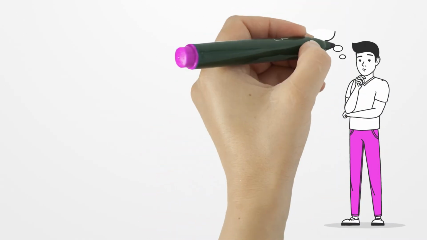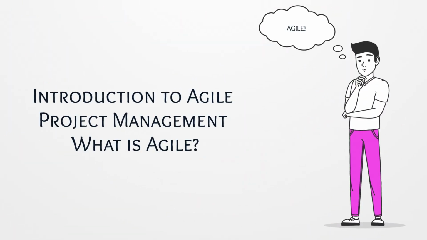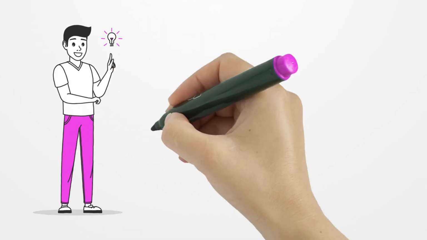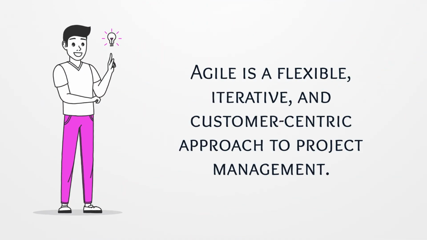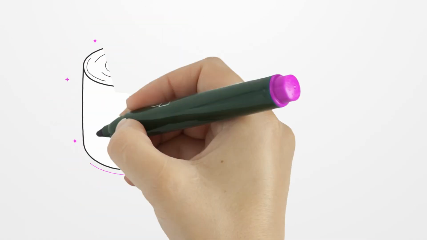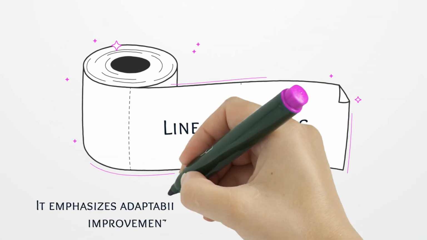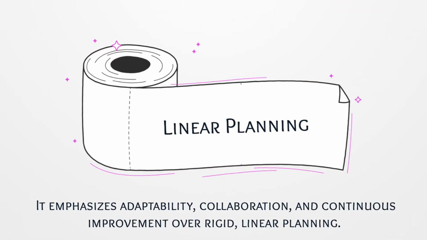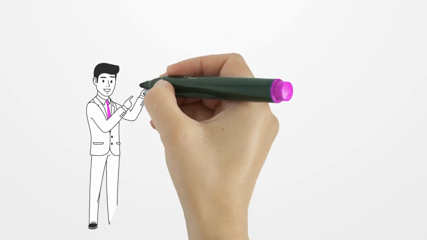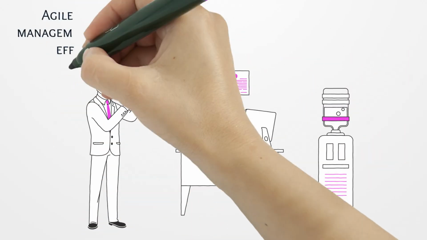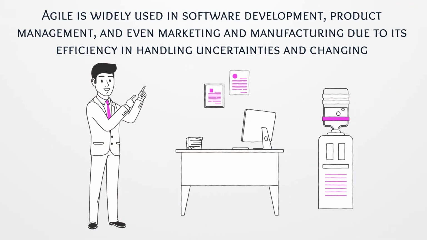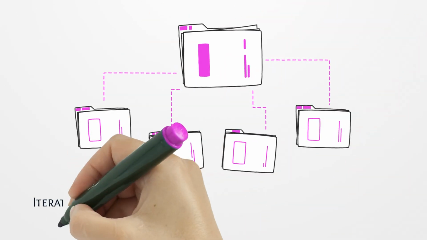Introduction to Agile project management. What is Agile? Agile is a flexible, iterative, and customer-centric approach to project management. It emphasizes adaptability, collaboration, and continuous improvement over rigid, linear planning. Agile is widely used in software development, product management, and even marketing and manufacturing due to its efficiency in handling uncertainties and changing requirements.